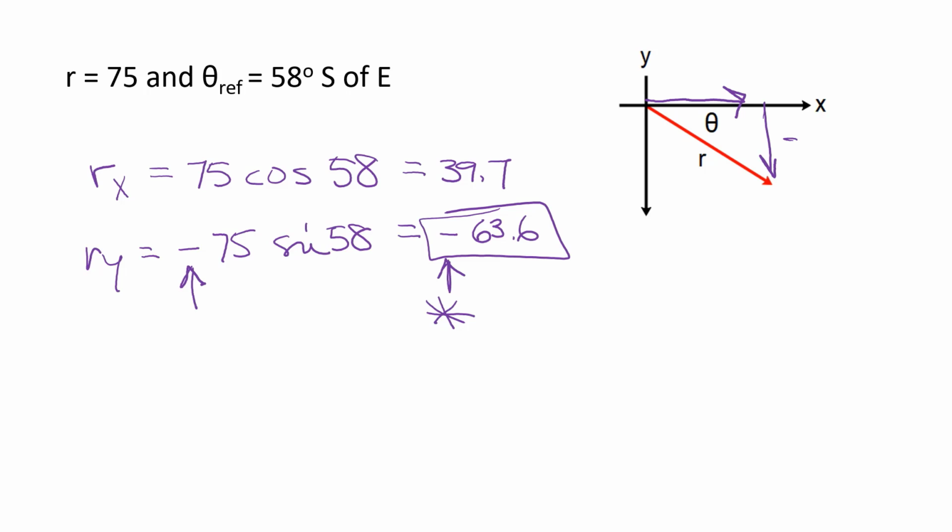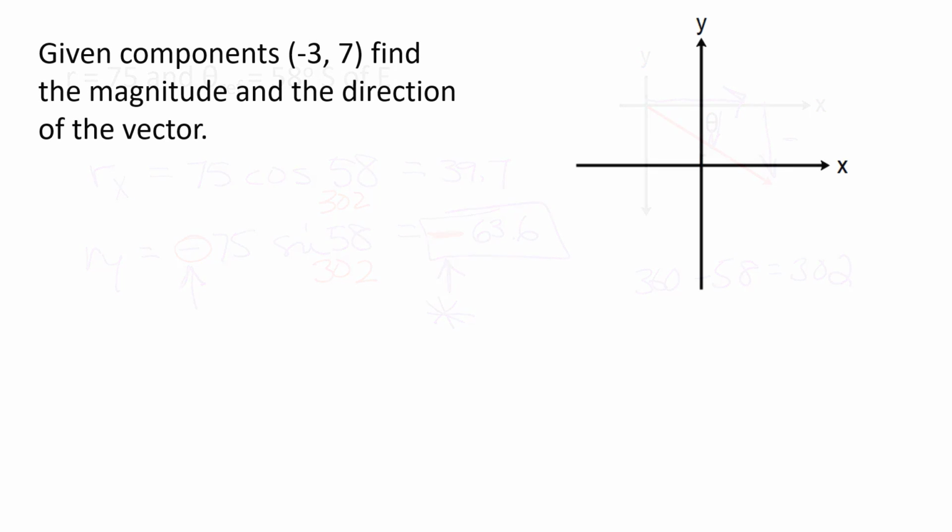Okay? So what's the standard angle for 58 degrees in the fourth quadrant? Well, I would do 360 minus 58, and I get 302. So if I had done 302 degrees here and here, the calculator would give me the negative sign. I wouldn't have to worry about it.